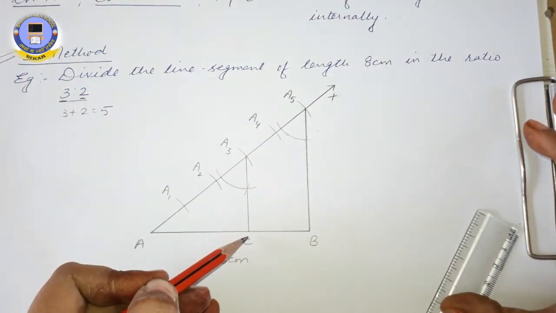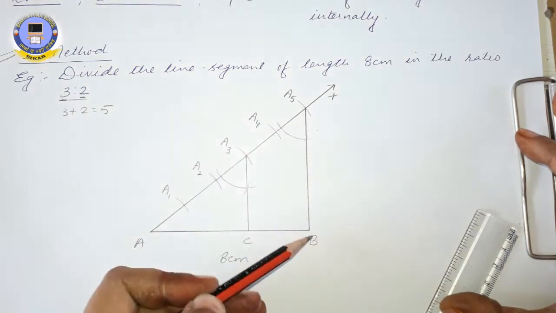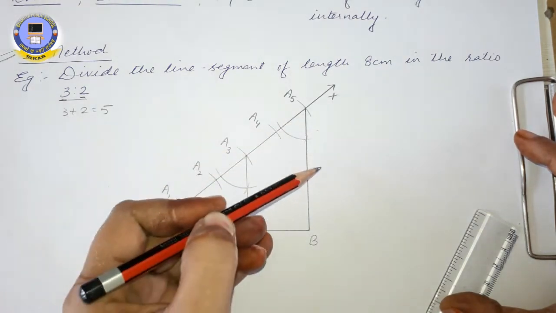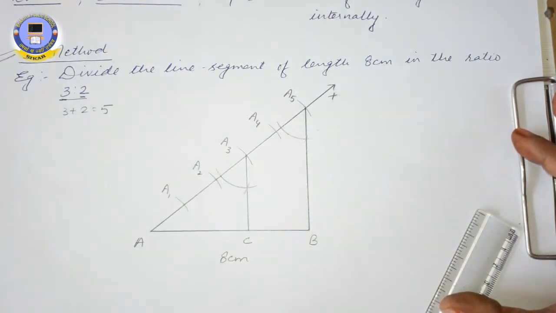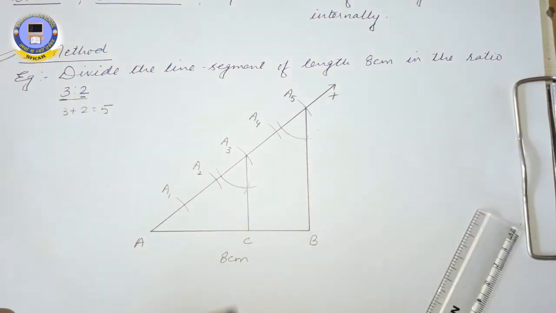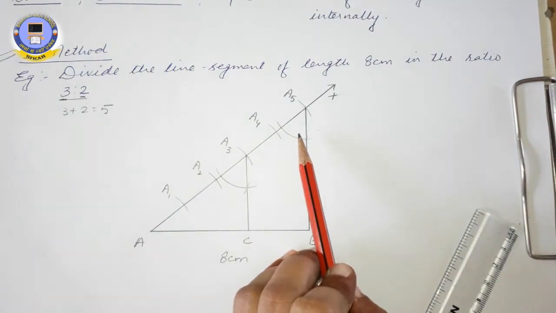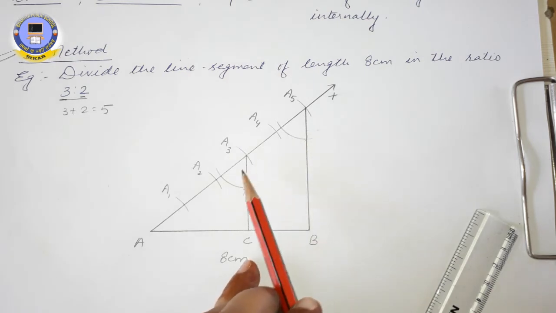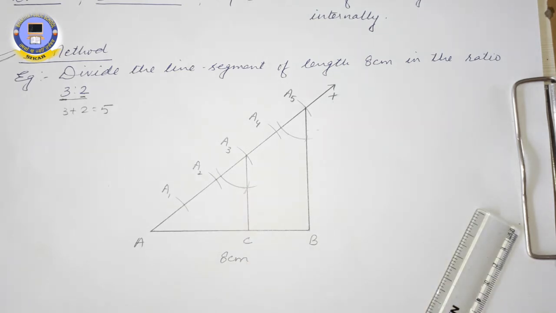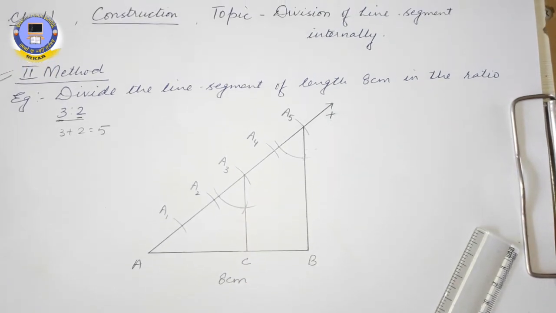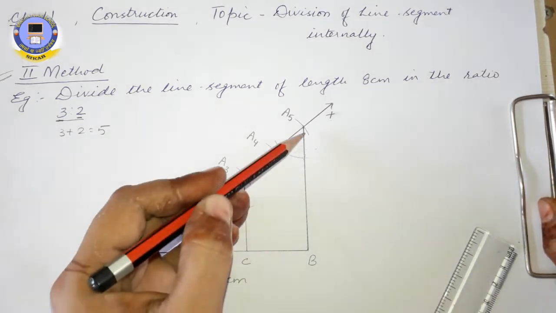A3C is parallel to A5B. जो A3C आएगा that must be parallel to A5B. Can you tell me why these two lines are parallel? ये दोनों lines parallel क्यों आई हैं? Because we have made corresponding angles equal. Okay, हमने corresponding angles equal बनाए हैं and we know that if corresponding angles are equal then lines are parallel. It means these two lines are parallel.